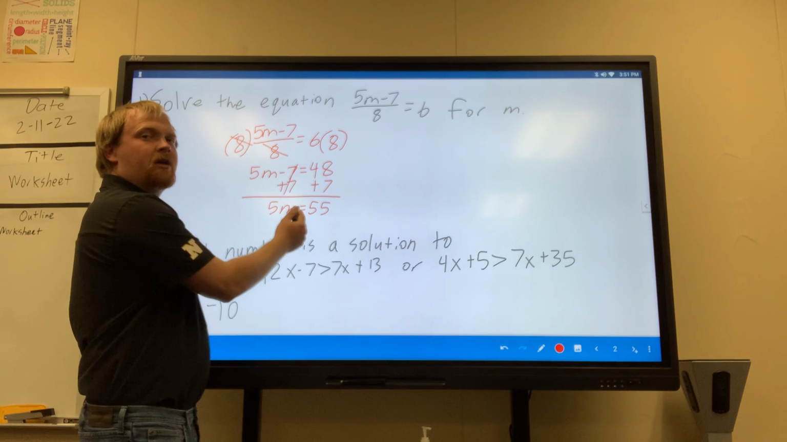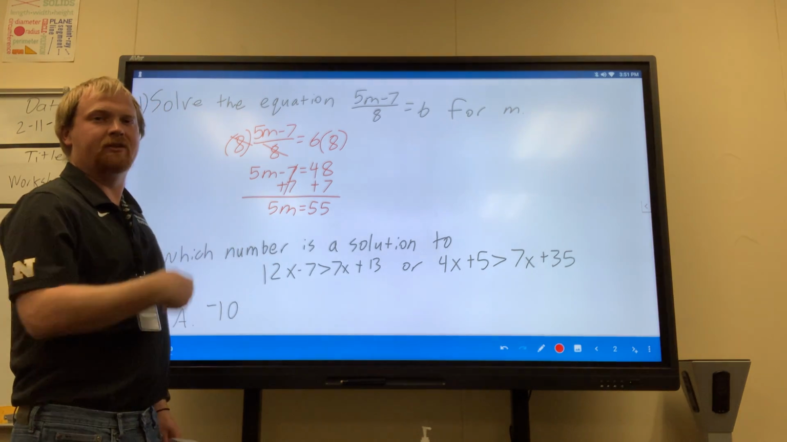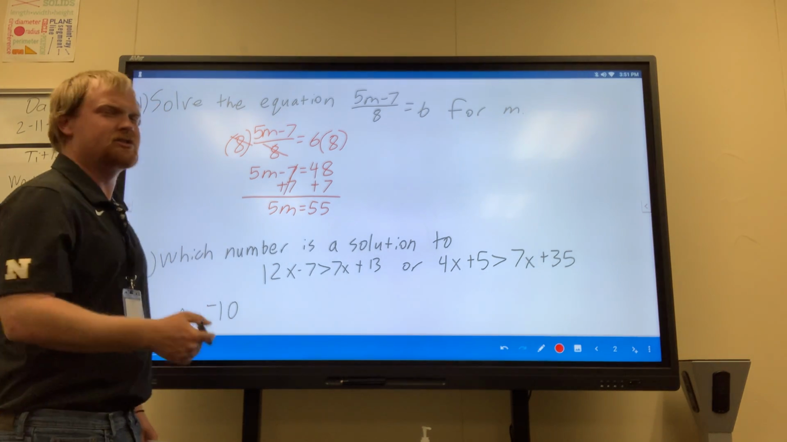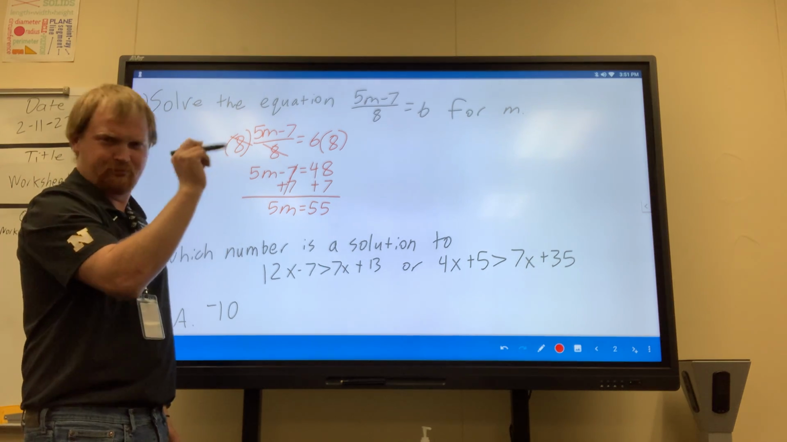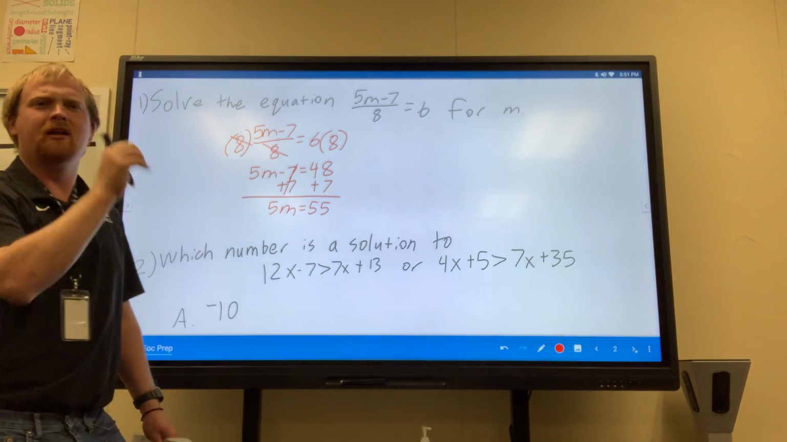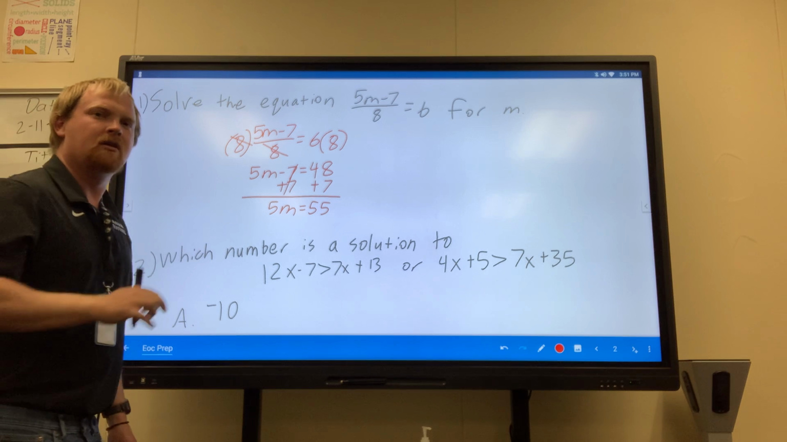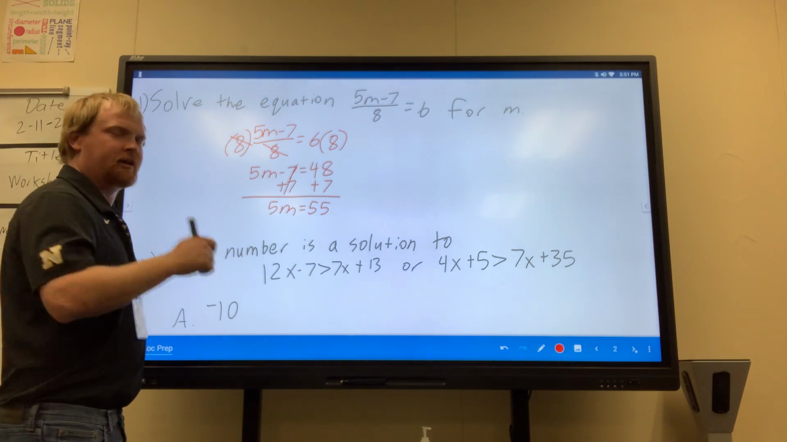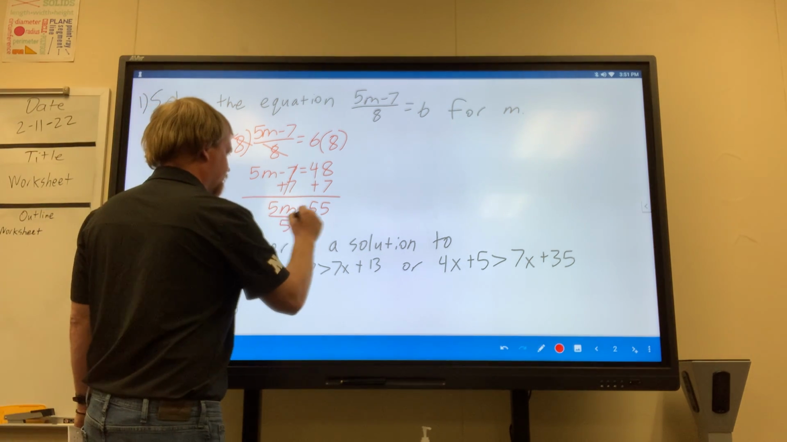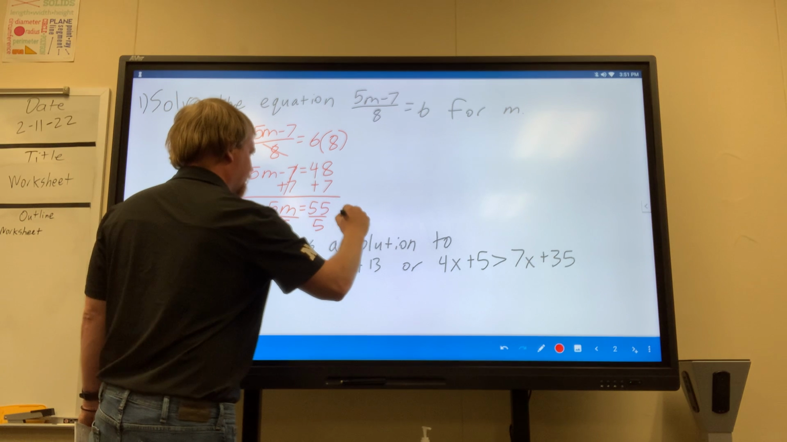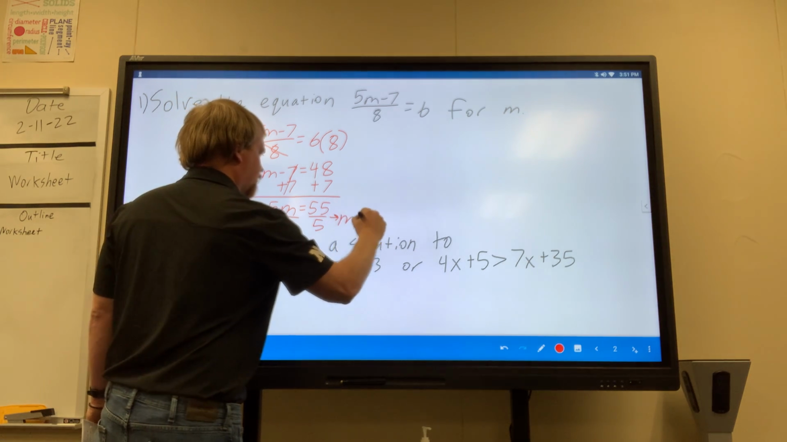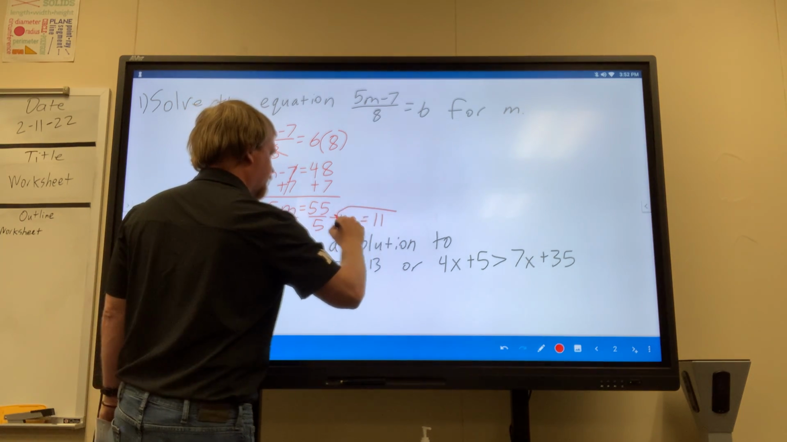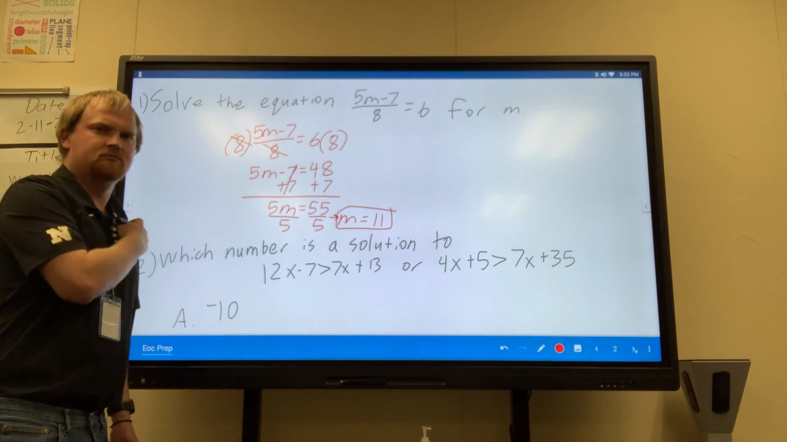Now, when it's 5m, we know that to be multiplying. It doesn't show the little multiplication sign or the little dot, but I know it's multiplying. And the opposite of multiplying is dividing. So divide by 5, and that gives me m equals 11. Okay?